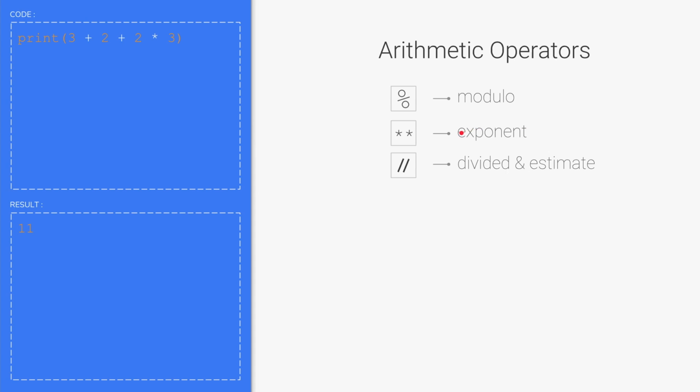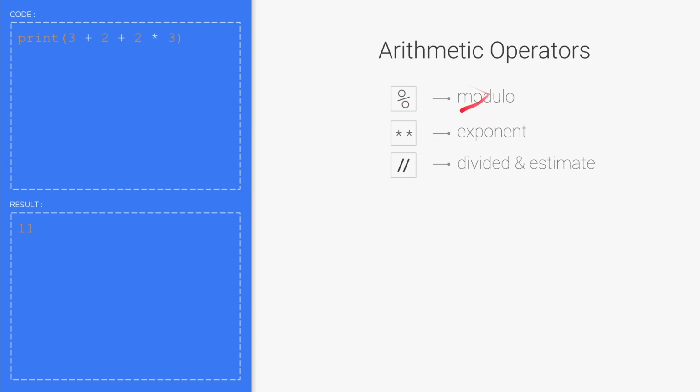The exponent is notated by the double asterisk. To type in an asterisk symbol, you need to press shift and the 8 number key on your keyboard. For exponents, it is double asterisk. So for multiplication it's single, for exponents it's double. And then divide and estimate, which is notated by the double /.